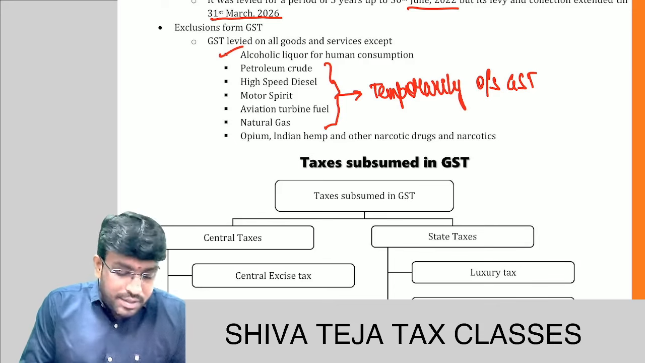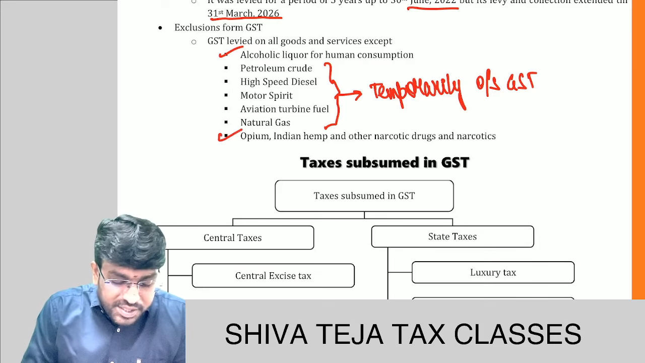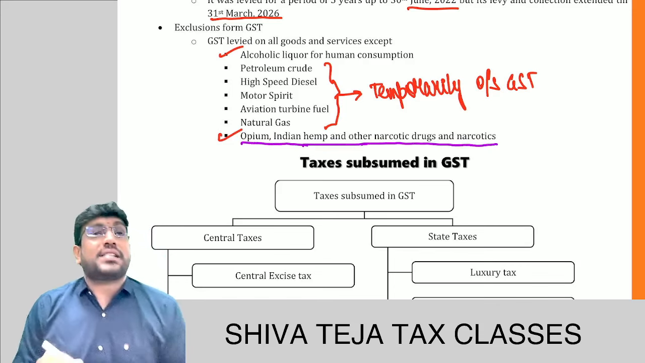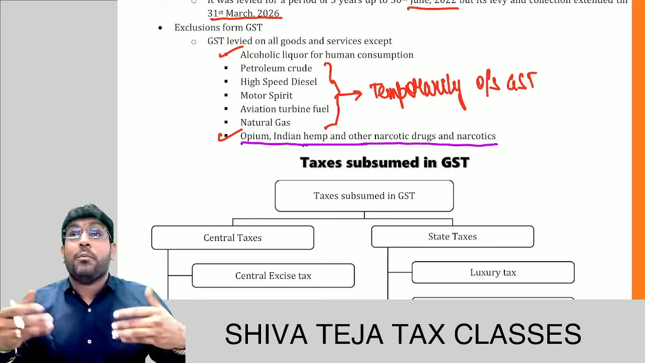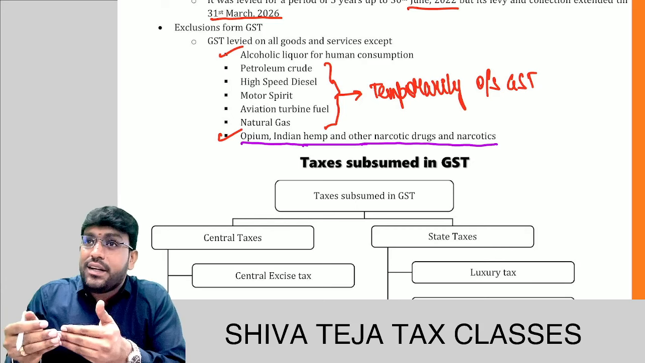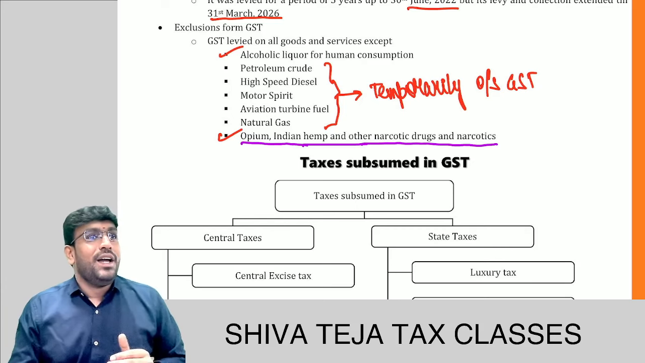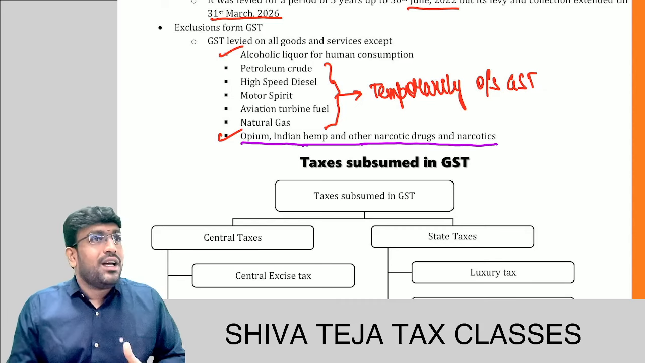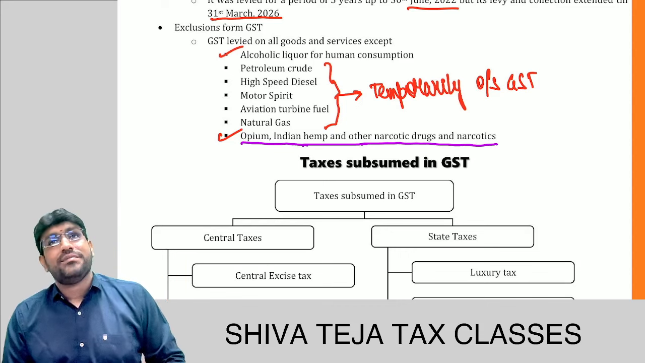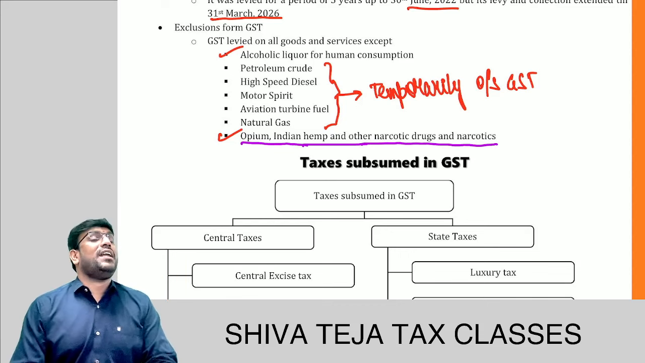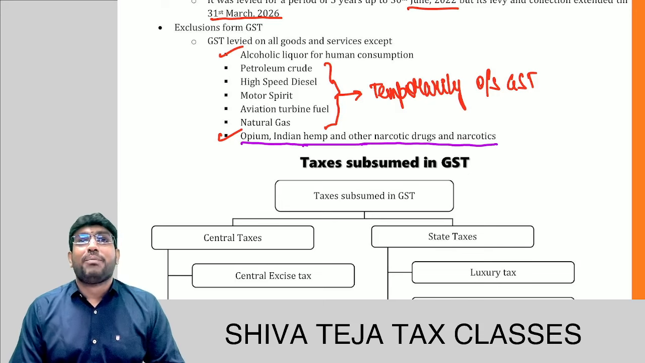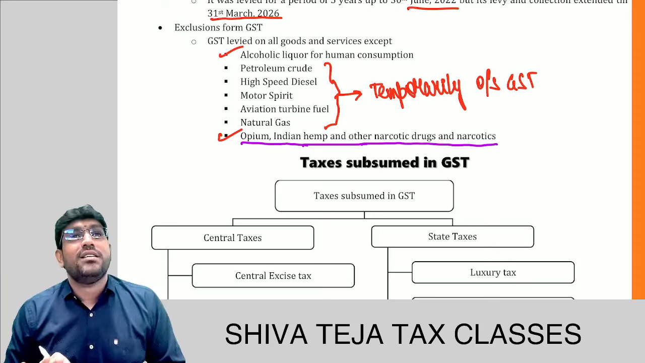Next line. There is one word here, please see that. What is that word, sir? Opium, Indian hemp and other narcotic drugs and narcotics. Don't get emotional, telling sir, illegal. Sir, legality is different, taxability is different. If you are doing illegal activity, police will put you inside. But the income tax department will tell you to pay tax first, because for them there is no difference between legal and illegal. So for drugs also GST will apply. First pay GST, then go inside.